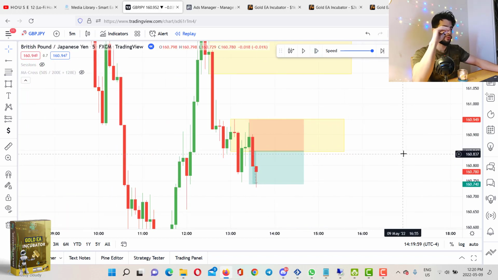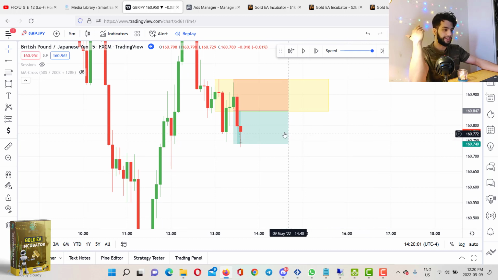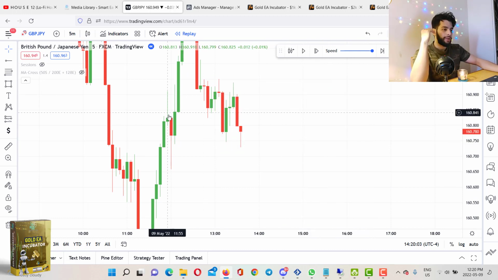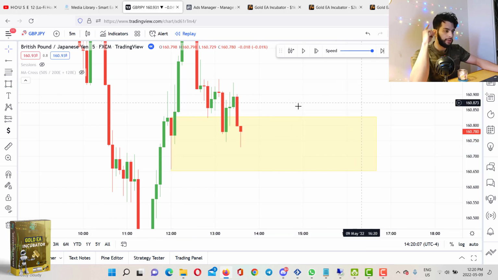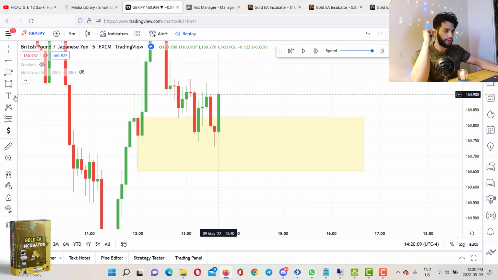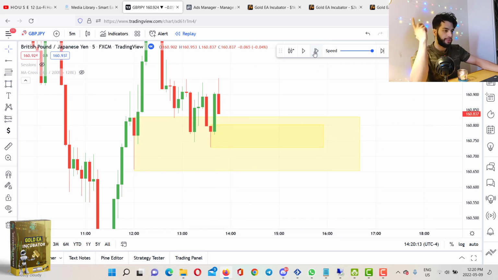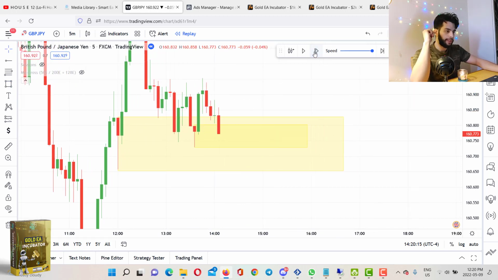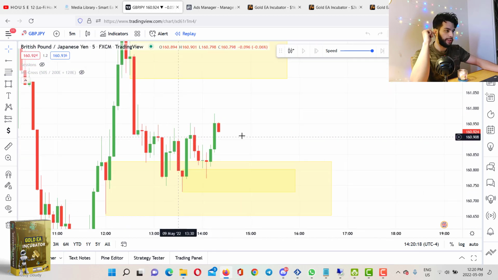It would be a beautiful trade if I entered this trade, but I didn't, because at the same time, this zone is still valid, guys. Plus, we had this huge candle, and it created another high probability demand zone. So still, I was waiting, and now I actually took my trade right here.